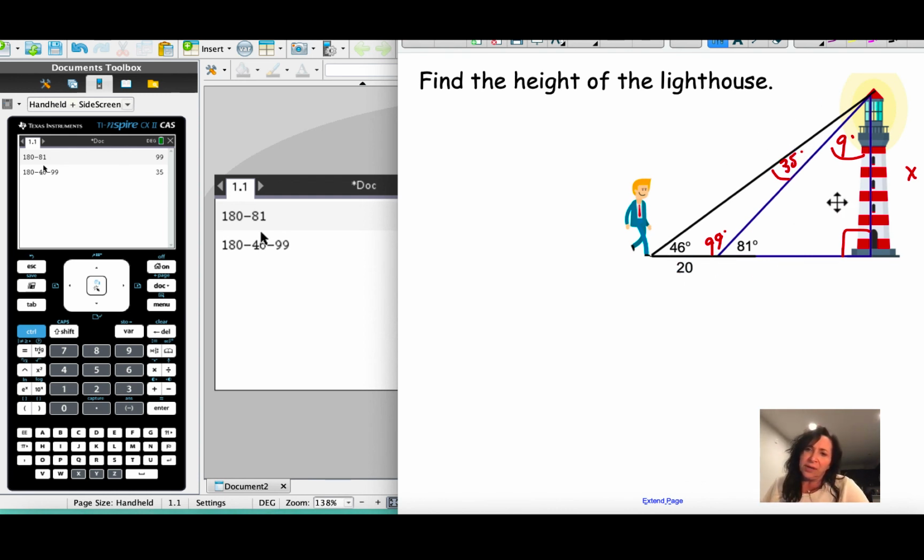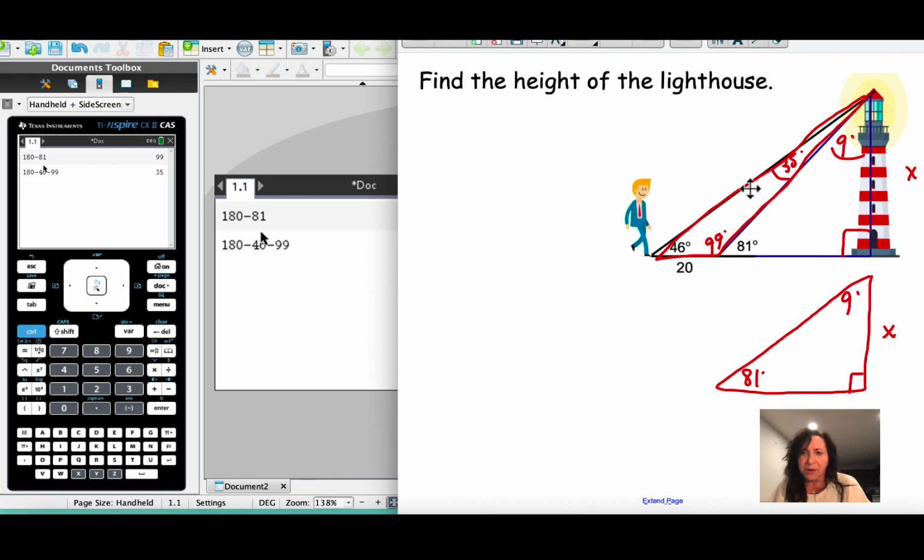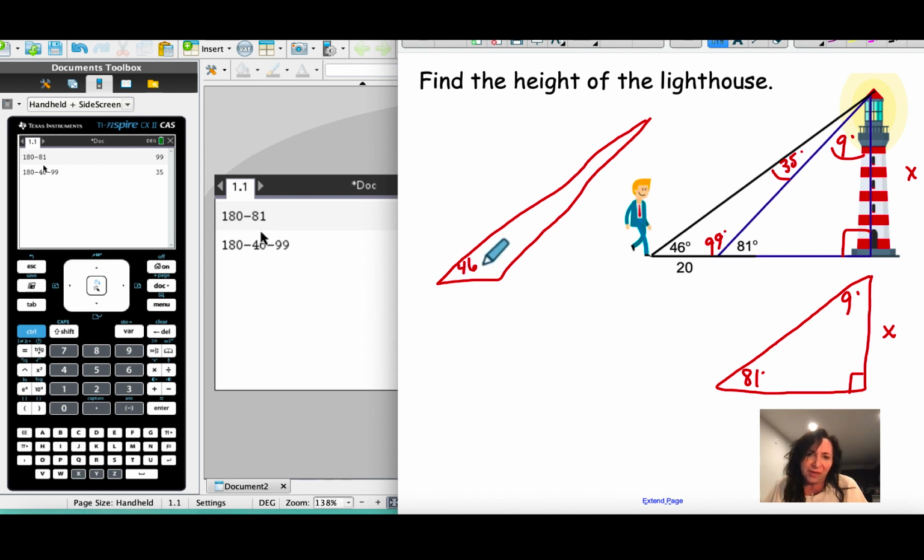So what we need is some additional information for this right triangle. This one right here, that we're going to use to find the height, that x value there. We know that this is 81 degrees. We know that that's 9, but we don't have any side information. We need a side. So I'm going to use this triangle right here, and I'm going to move that over to the side so that you can see this a little bit better. I'm going to use this triangle where this is 46, this is 99, and this is 35, and we know that this side is 20.